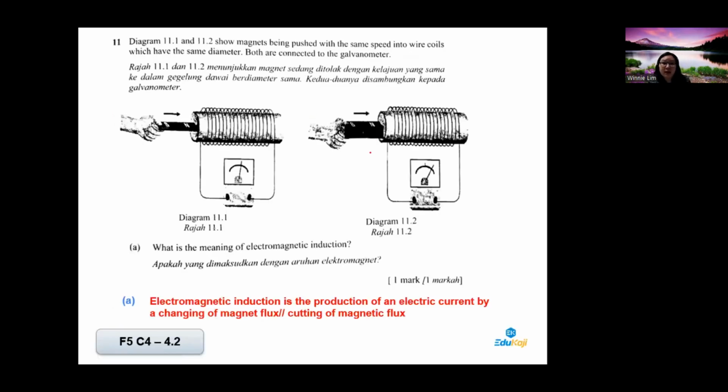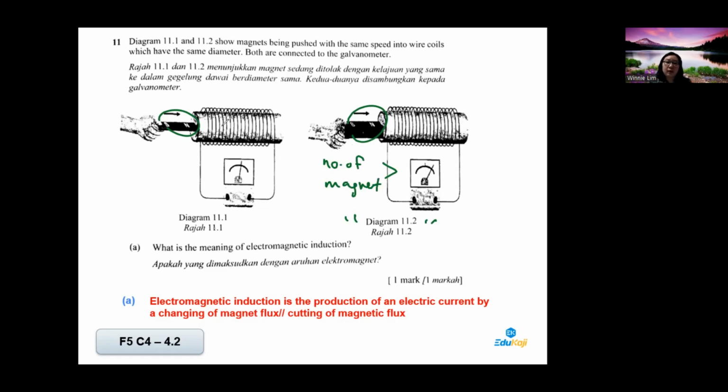So we see, you know where the magnet is in the diagram, right? This is the magnet. So which one has more? You just need to say this one has more, 11.2. So the number of magnets is more. Of course, you need to write everything. You don't just say more in 11.2.